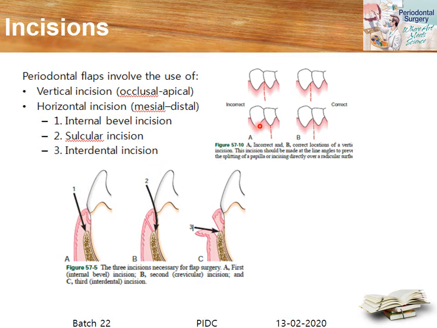In the case of a vertical incision, the incision should be made at line angles, so as not to split the papilla or incise directly over the radicular surfaces. So try to see that you don't make it at the papillary areas. Just try to make it near the line angle area. You can see the line here where the papilla is getting split, but here you can see that we are placing it at the line angles. We are not splitting the papilla exactly.